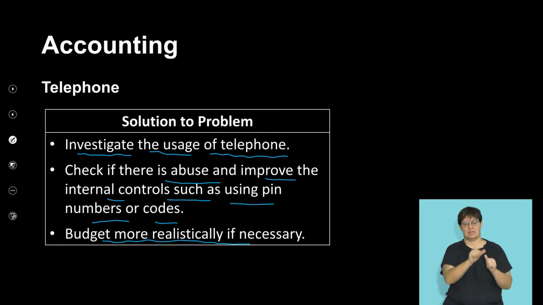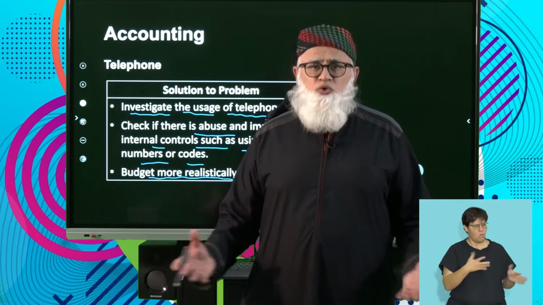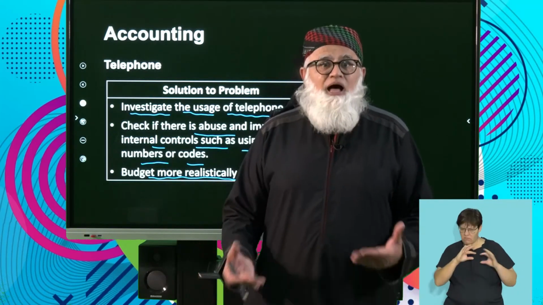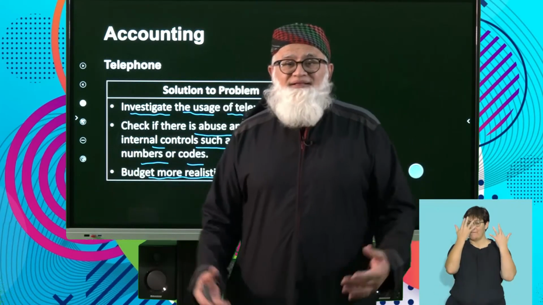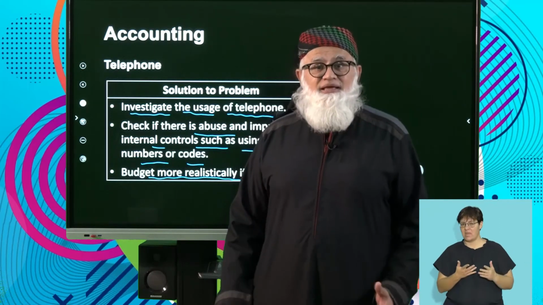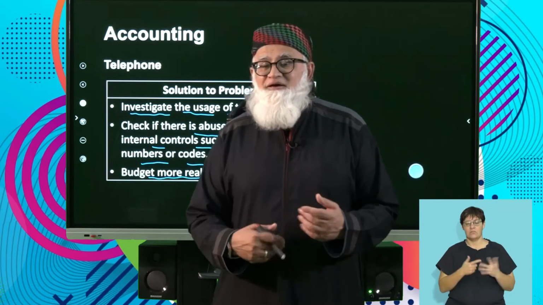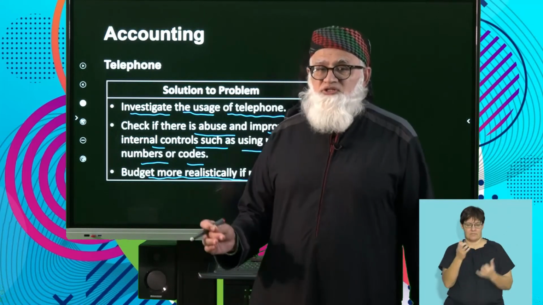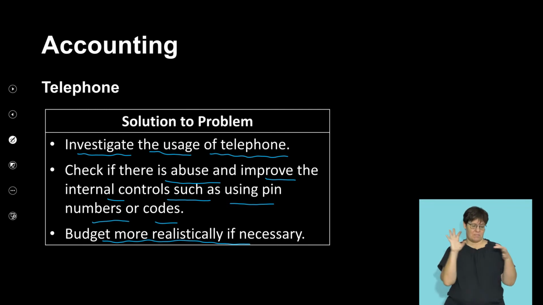If you find that after you've conducted your investigation there was no abuse of the telephone, everything that was done was above board and transparent, meaning that you have under budgeted, because it could be that there was a substantial increase in the price of calls, right? So all of this must be taken into consideration when you are budgeting. So important, make sure that you budget more realistically if necessary.